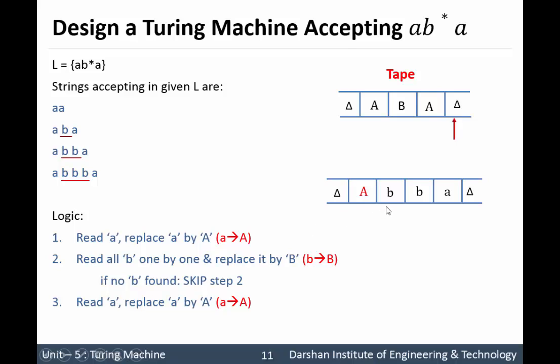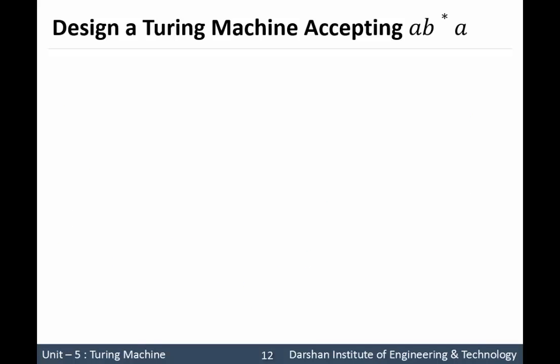a is replaced by capital A, b is replaced by capital B, b is replaced by capital B and a is replaced by capital A. Now if we have no b in our string, we have to skip step number 2. So read a on the tape, replace a by capital A, skip step number 2 and in last read a on the tape and replace a by capital A. I hope logic is clear. It is very simple. Now let's convert this logic into the diagram format.